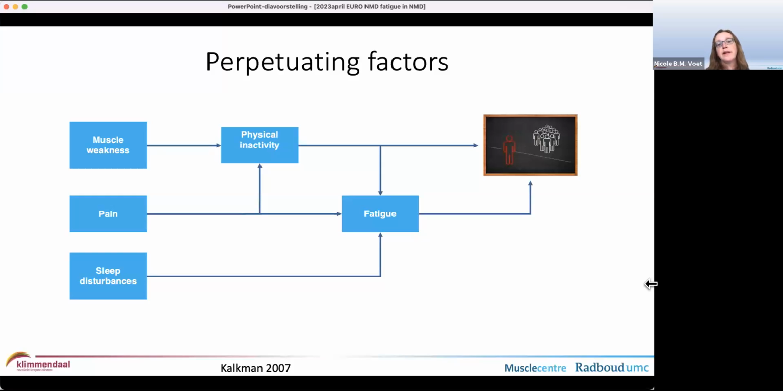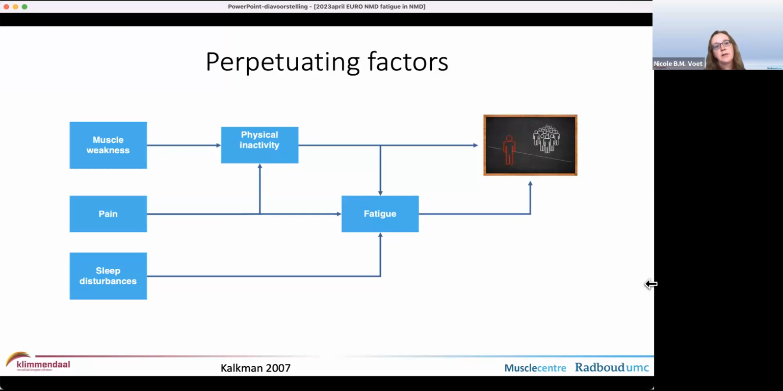And you can see them over here in this model built by Kalkman in 2007. In the model, fatigue is in the center. You can see that physical inactivity is a very important perpetuating factor that can lead to chronic fatigue, but also overactivity, overuse. The second most important factor is pain that can lead to fatigue. The third most important factor is sleep disturbances. And with all that, in the right upper corner, it can all lead to a lower level of social participation.